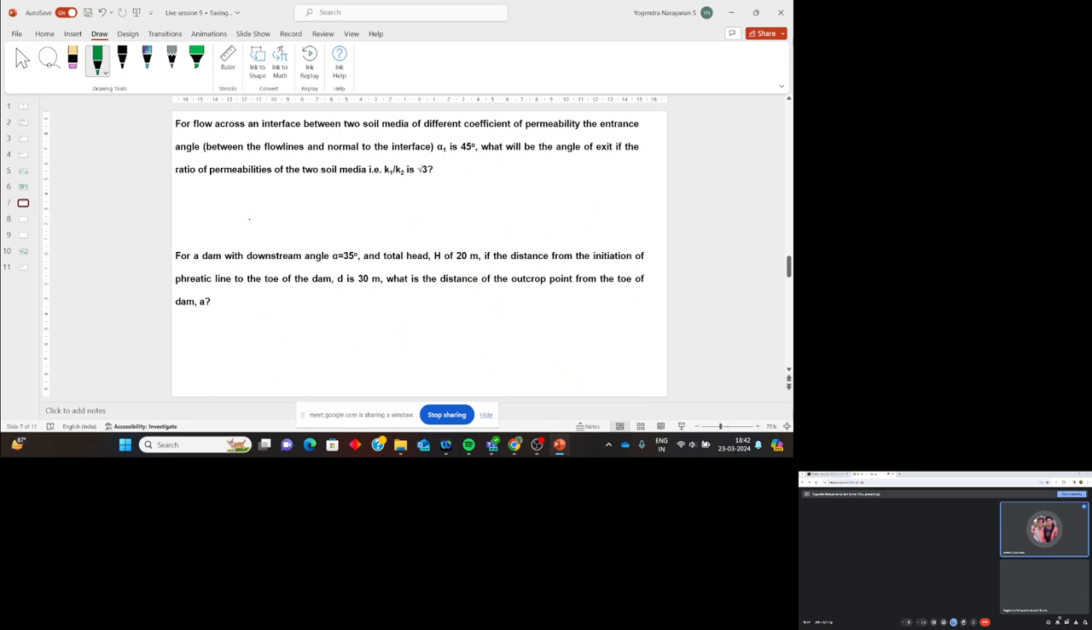For flow across an interface between two soil media of different coefficient of permeability, the entrance angle alpha 1 is 45 degrees. What will be the angle of exit if the ratio of permeabilities of the two soil media, K1 by K2, is equal to root 3?